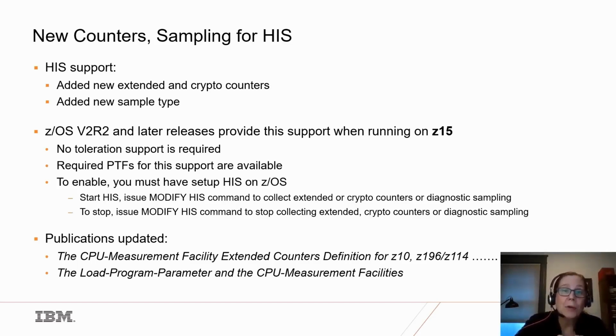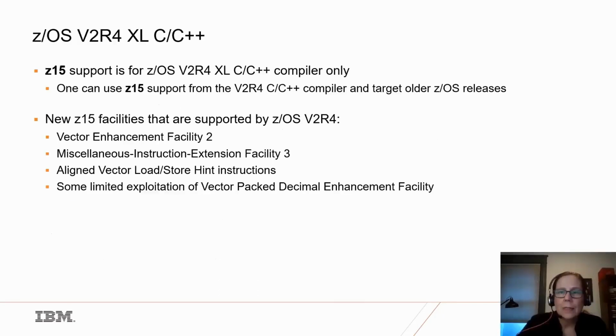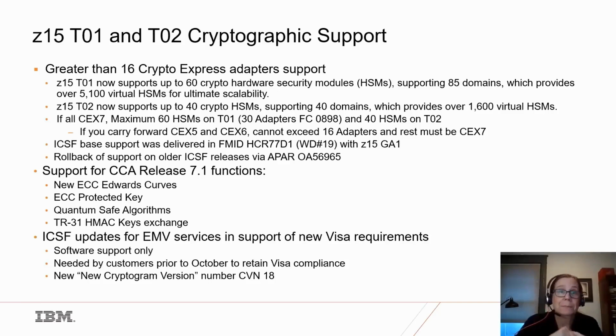But remember, if you are going to collect the counters, you have to have HIS set up. So you'll want to start that on your system. If you want to look at the publications which describe the counters, you can see the books that are mentioned here. Now the Z15 machine language support is only going to be found in the zOS 2.4 XL C/C++ compiler level. And these new Z15 facilities that are going to be supported in this 2.4 level of the compiler you can see on this slide here.